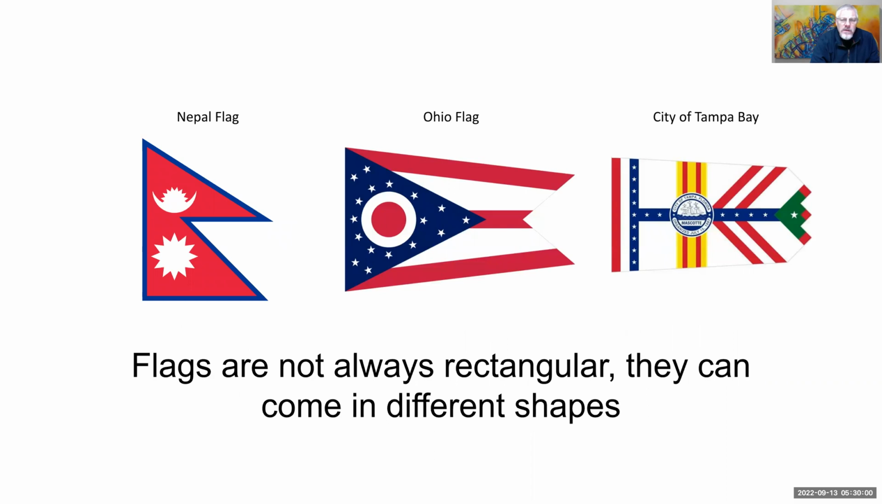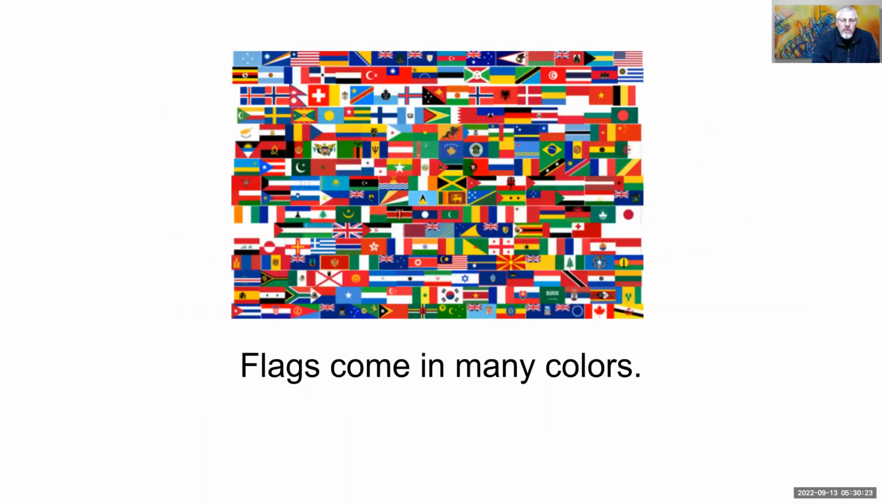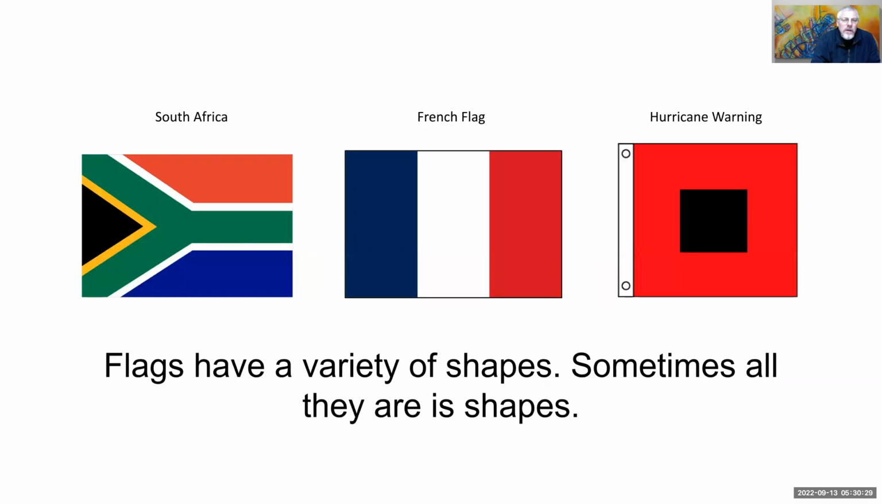Flags can be odd shapes. These are some odd shaped flags. They're not all rectangles. A lot of flags have animals or mythological creatures or some sort of picture on them. There's a Mexican eagle, a Welsh dragon, and Wyoming has a bison. Flags come in many colors. As many colors as you can find in the world, use them. There's a variety of shapes, everything from triangles to rectangles, squares, and then a bunch of shapes that you can't name, like this weird Y shape.